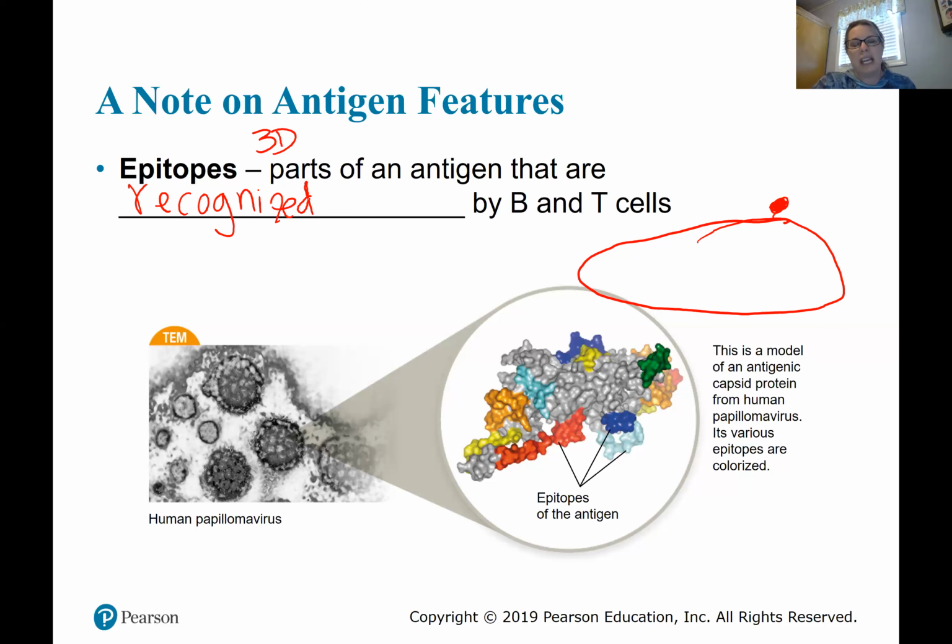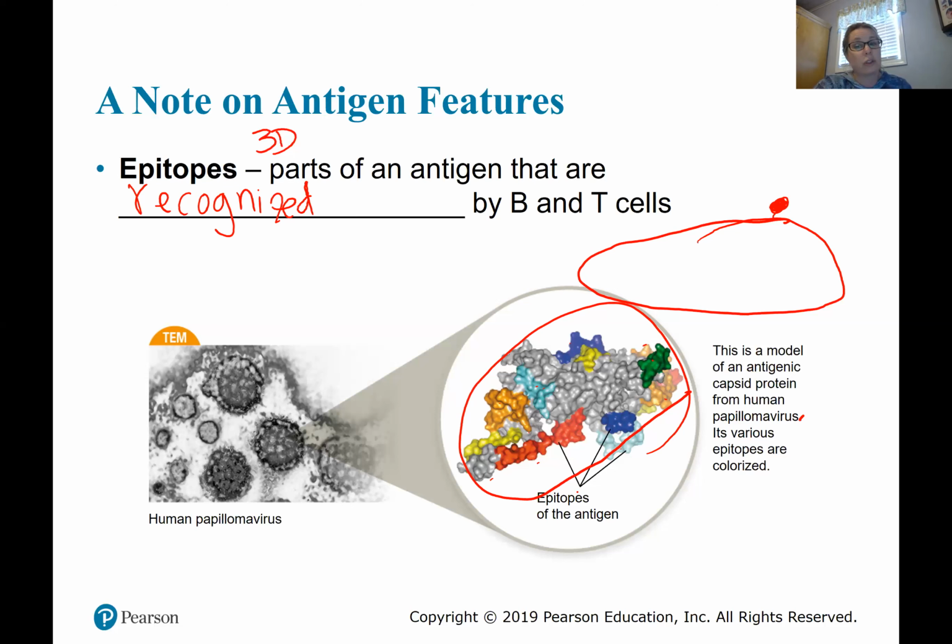Okay, so this whole thing here is an antigen from HPV, human papillomavirus. It's kind of like a model that they've made. On this antigen, you can see several different colors. There's several different epitopes, or several different regions here, that can be recognized by a T or a B cell.